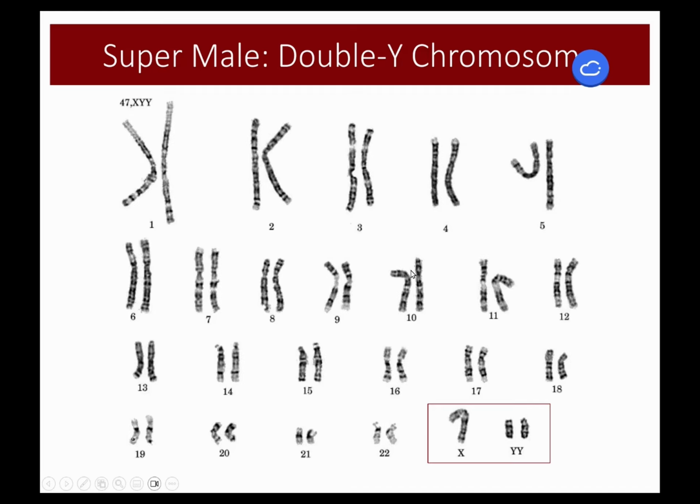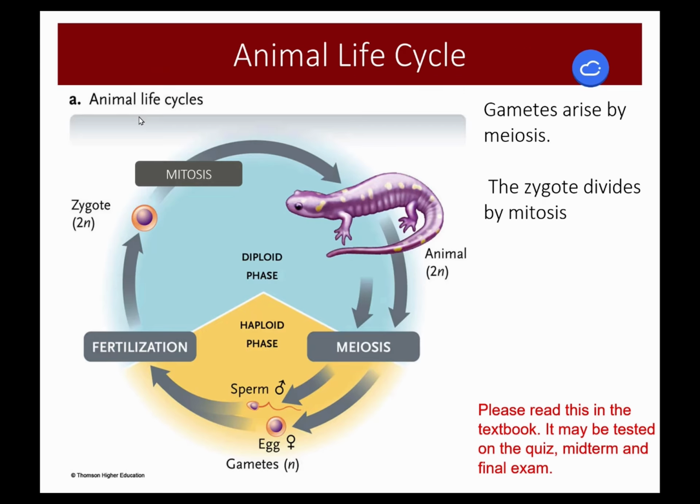Yes? Do you want us to know the notation for certain? Yes, so please do know the notation. Understand that if it says 47, comma, XYY, then you know what this is. Don't memorize which one is Turner's, which one is supermale, which one is Klinefelter's. I would tell you on the exam what it's called. We do no memorization, but just understand how to read a karyotype and what it means. We'll cover more of that next class.